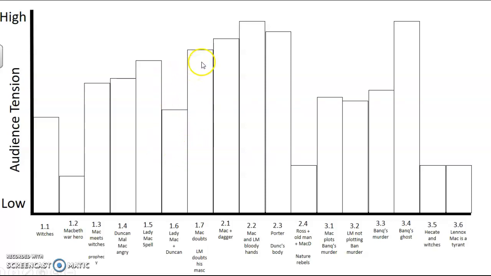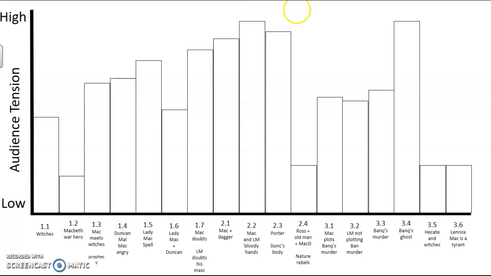The tension builds up and up and up until the climax. We used that word in our last lesson there. The moment, the fateful decision made by the protagonist in the tragedy, the murder of King Duncan. The tension is incredibly high here.